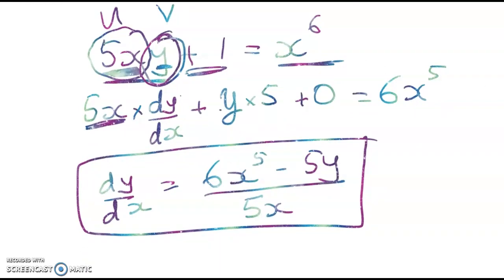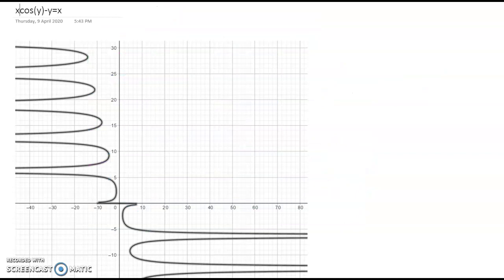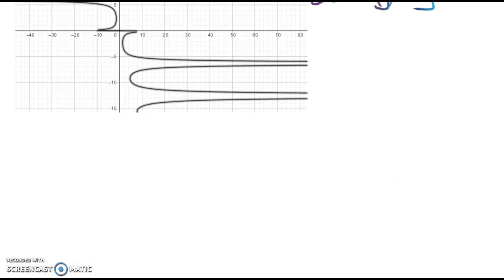Okay, the last question I'm going to do in this video is one that quite a lot of you got wrong. And I think it's because it's got a trig derivative in it. And it's got an unbelievably cool graph. So here's our graph. This is the relation x cos y minus y is equal to x. And we're going to differentiate that using implicit differentiation.